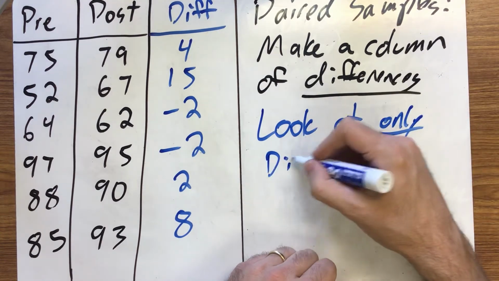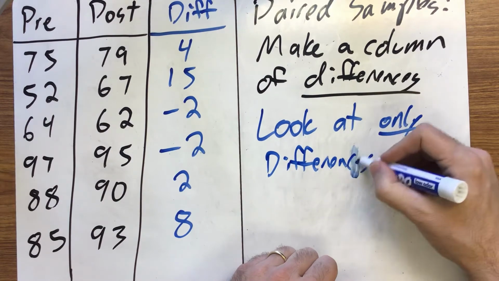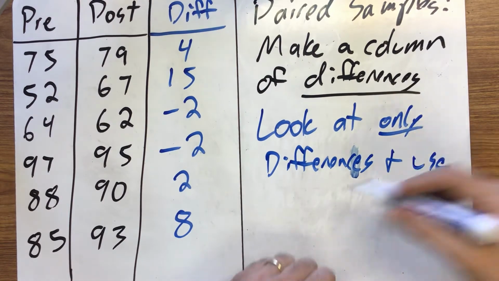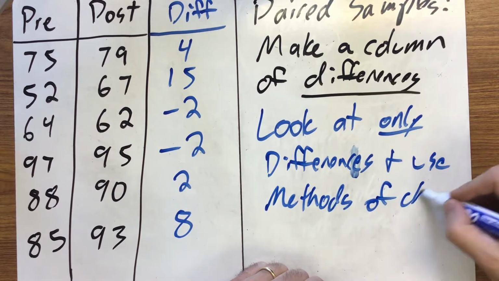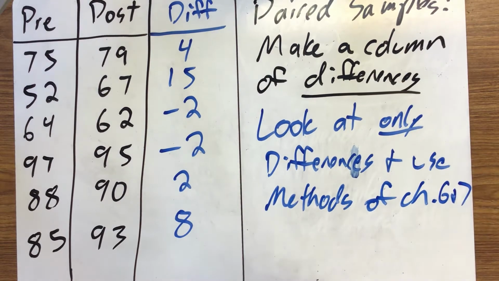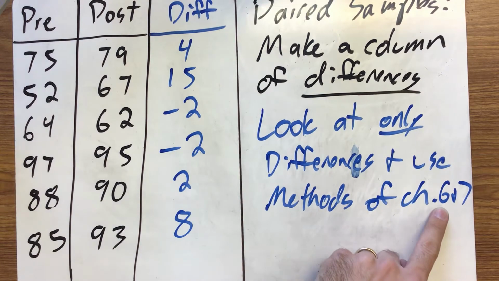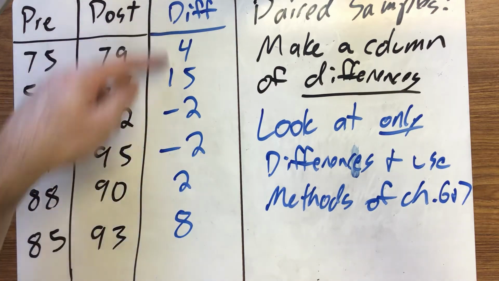Look at only the differences. Only the differences, and use the methods of chapters 6 and 7. So if we want to make a confidence interval, then we go to chapter 6 and look at how we make confidence intervals in chapter 6. Well, we do that same list with this set of difference numbers.